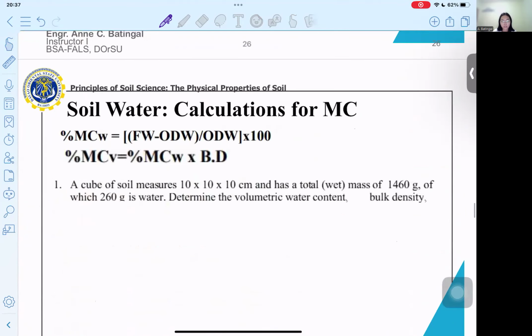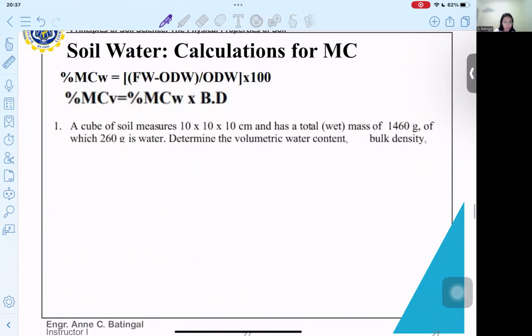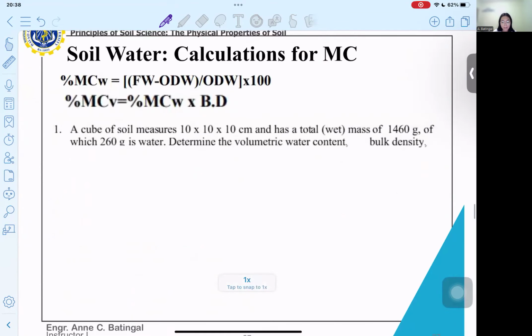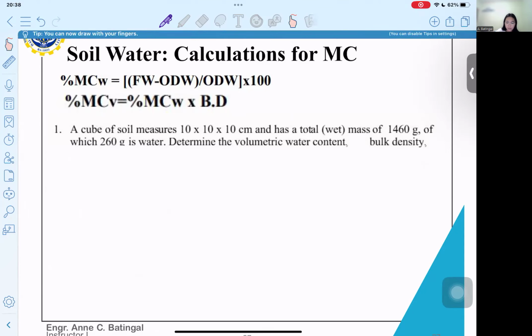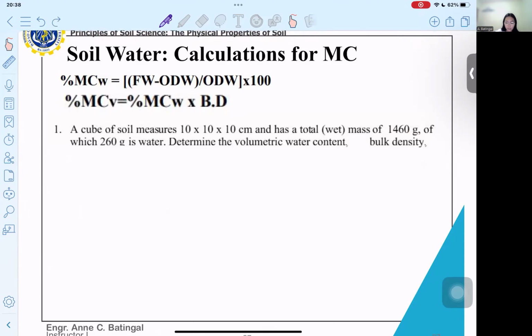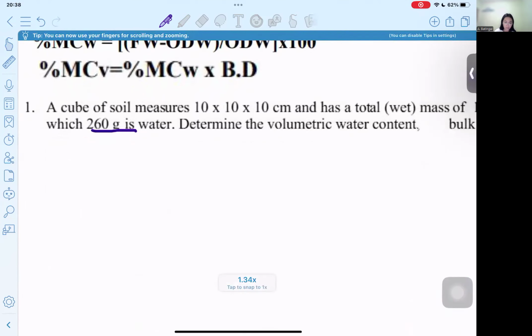Okay, so in the problem, a cube of soil measures 10 by 10 by 10 centimeter and the total wet mass is 1,460 grams. So that is the fresh weight, of which 260 grams is water. So that is your water. Determine the volumetric water content and your bulk density. Now, how do we approach this problem?